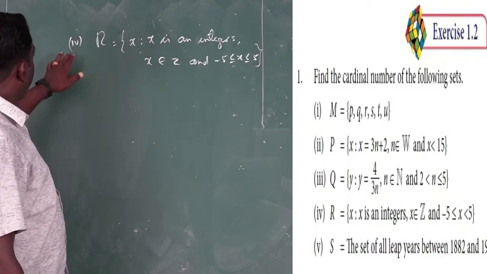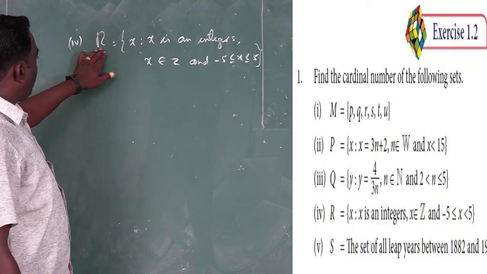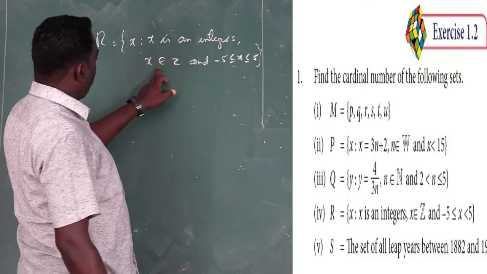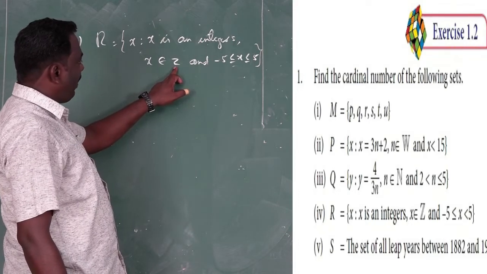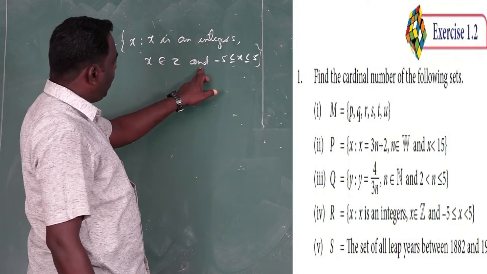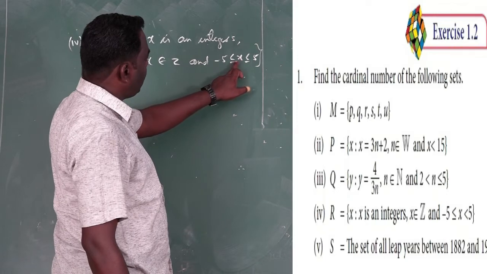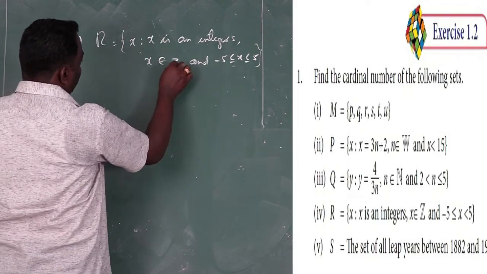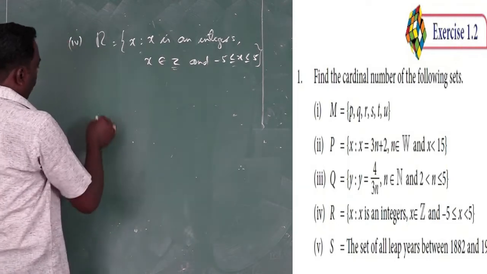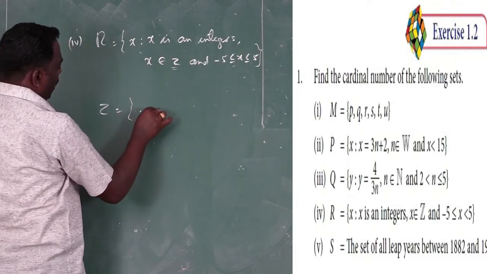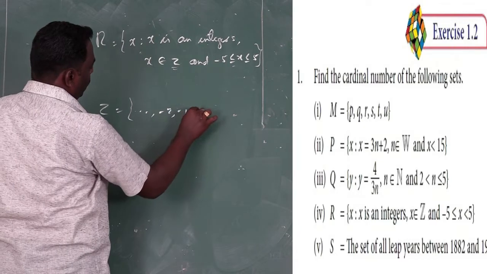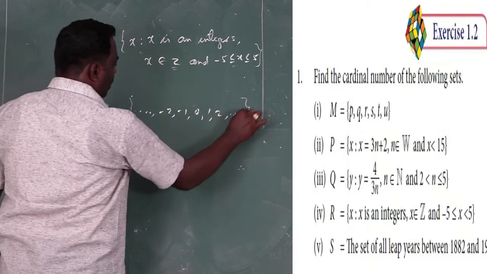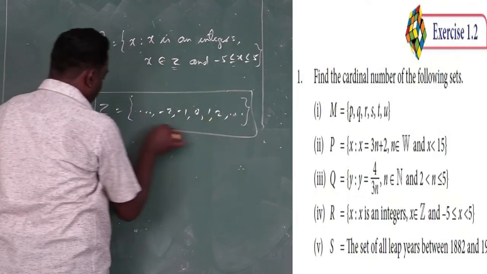Next one. Subdivision number 4. The set R is defined by x such that x belongs to the integers, with the condition that minus 5 is less than or equal to x, less than or equal to 5. Now what is that? Z is the integer set. Integers we know: the set is etc., minus 2, minus 1, 0, 1, 2, etc. And this is called the integer set.